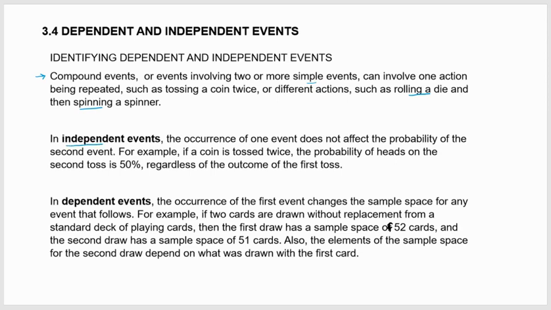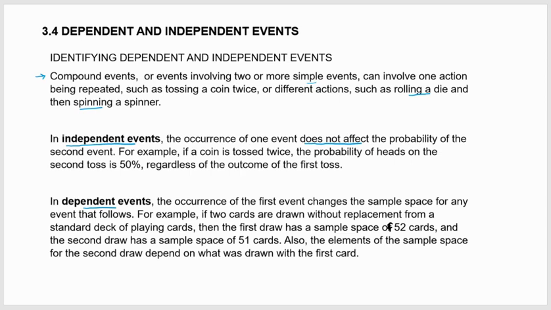In independent events, the occurrence of one event does not affect the probability of the second event. So for example, if a coin is tossed twice, the probability of heads on the second toss is 50%, regardless of the outcome on the first toss.